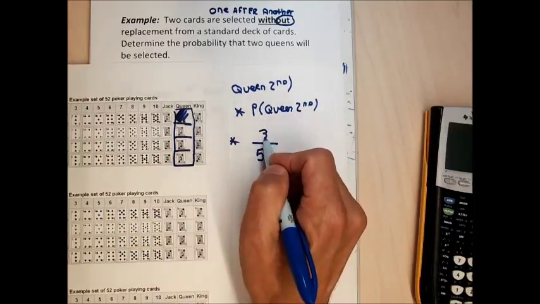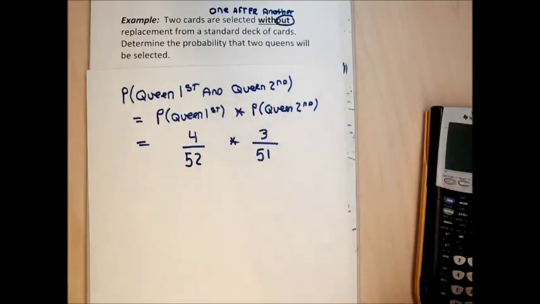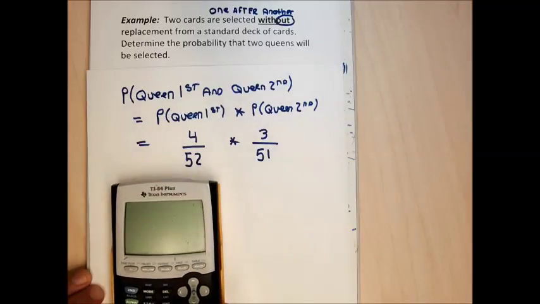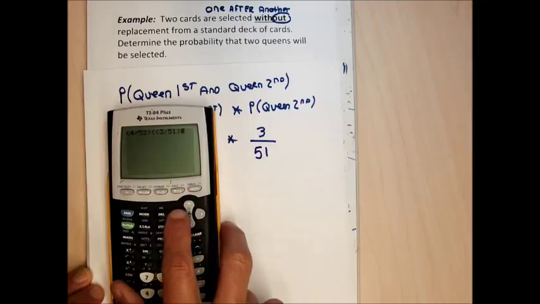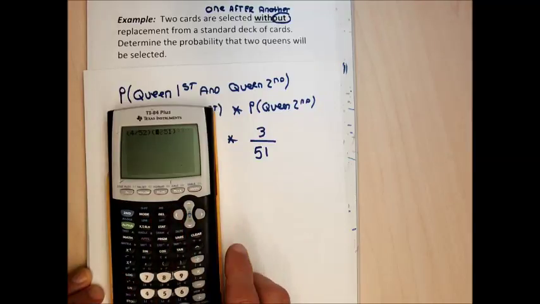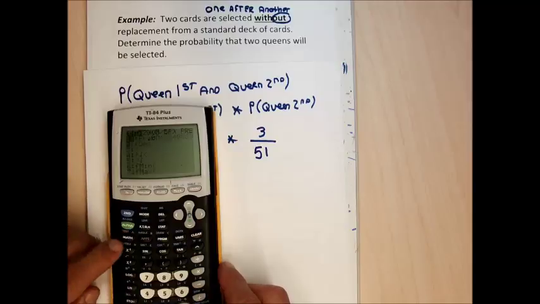The second fraction here should be 3 over 51. If I want to figure out what this probability is equal to, I'd multiply the fraction 4 over 52 times the fraction 3 over 51. Might have an extra parentheses there. And then I'm going to math enter this.